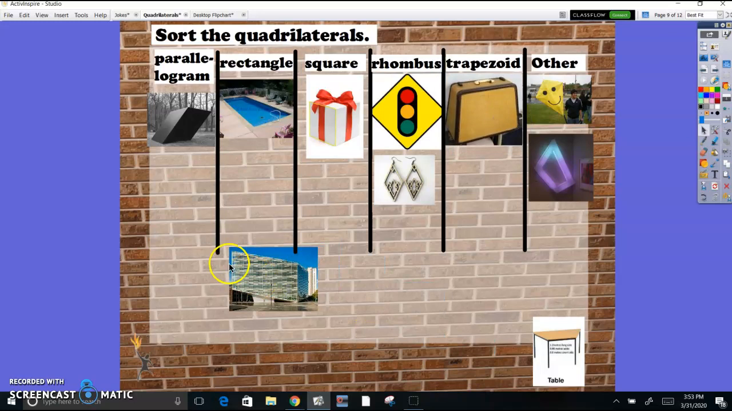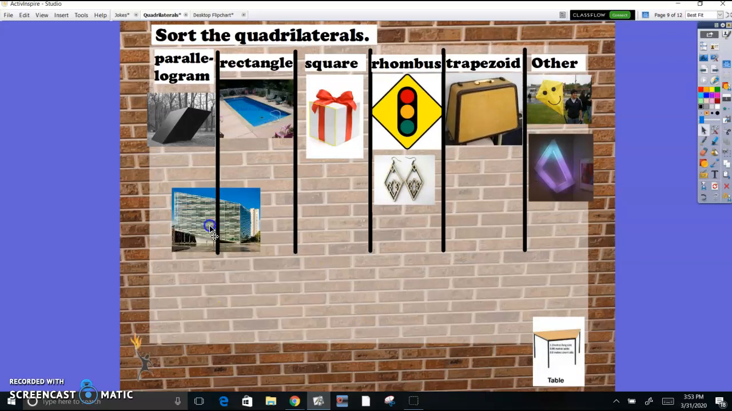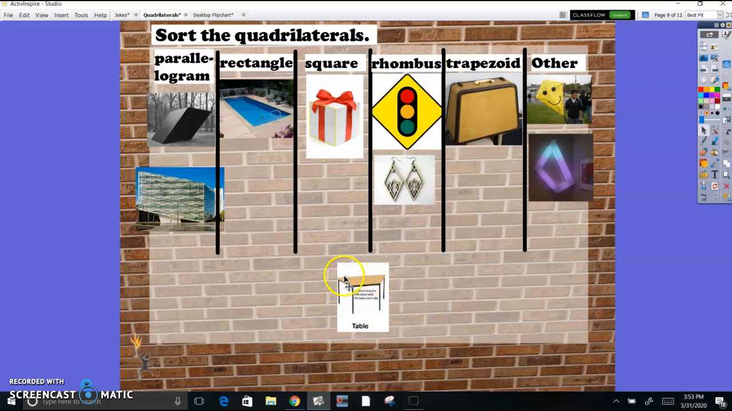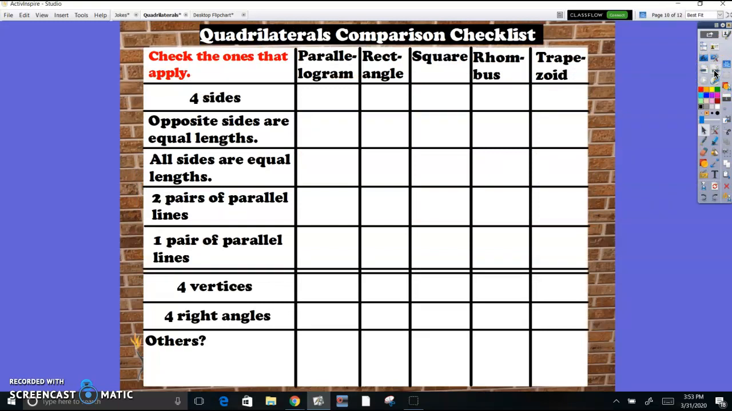This building here has 2 pairs of parallel lines. This is a parallelogram. Last but not least, this table has 1 pair of parallel lines. This is a trapezoid. Did you get all of them right? Let's look at the next one. Here is a checklist. You can compare the differences among these special quadrilaterals.